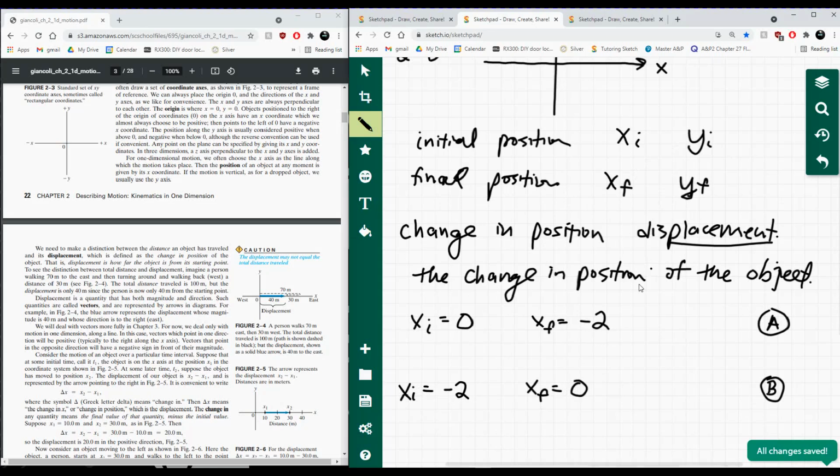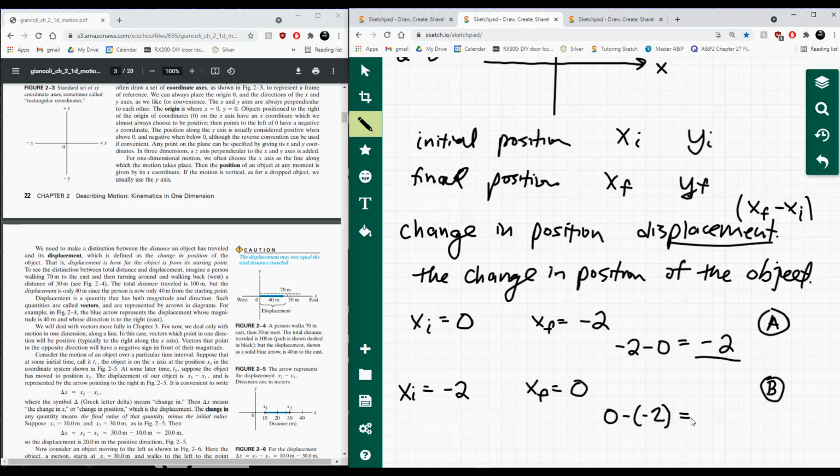We use this equation in which the displacement is x final minus x initial. We just subtract the initial position from the final position, and we find the following. In case A, if you start at x equals 0 and then you're finally located at x equals -2, you notice that we have -2 minus 0, and that gives you a -2 value for the displacement. However, for case B, when you do this same subtraction, since the 0 comes first and you're subtracting a negative, we end up with a positive value.